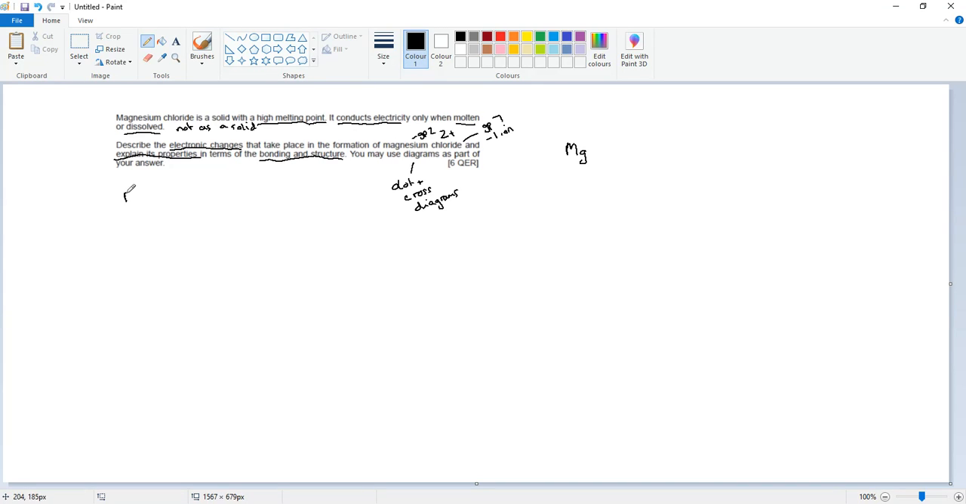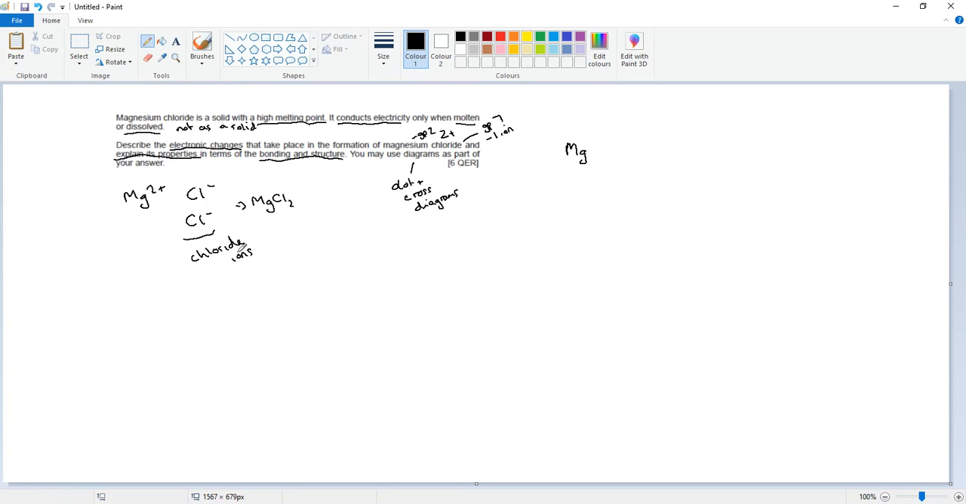And because we have Mg2+ and Cl-, we need 2 of the chloride ions to match. If we've got 2+ as a positive, we need 2-. So the formula of that is going to be MgCl2.